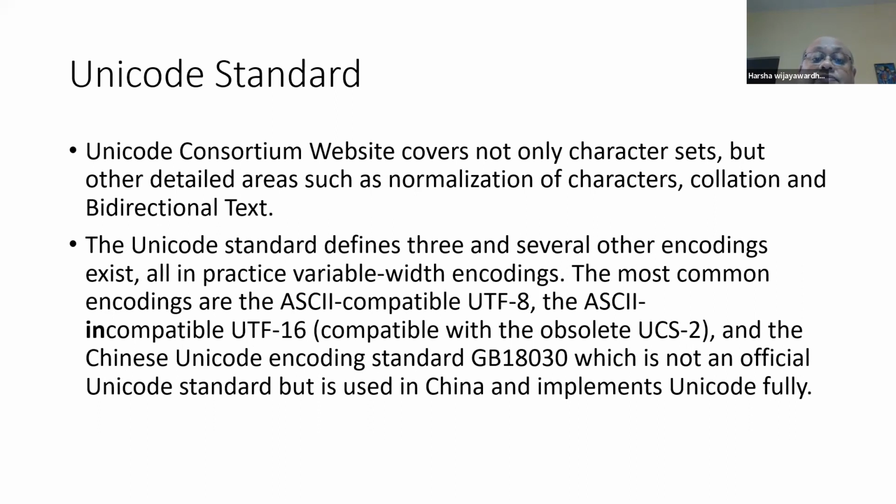The Unicode Consortium website covers not only character sets, but other detailed areas such as normalization of characters, collation, and bidirectional text, which is for Arabic. The Unicode standard defines three and several other encodings, all variable-width encodings. The main encodings are the ASCII-compatible UTF-8, the ASCII-incompatible UTF-16, the obsolete UCS-2, and the Chinese encoding GB 18030, which is not an official standard but is widely used in China and fully implements Unicode.